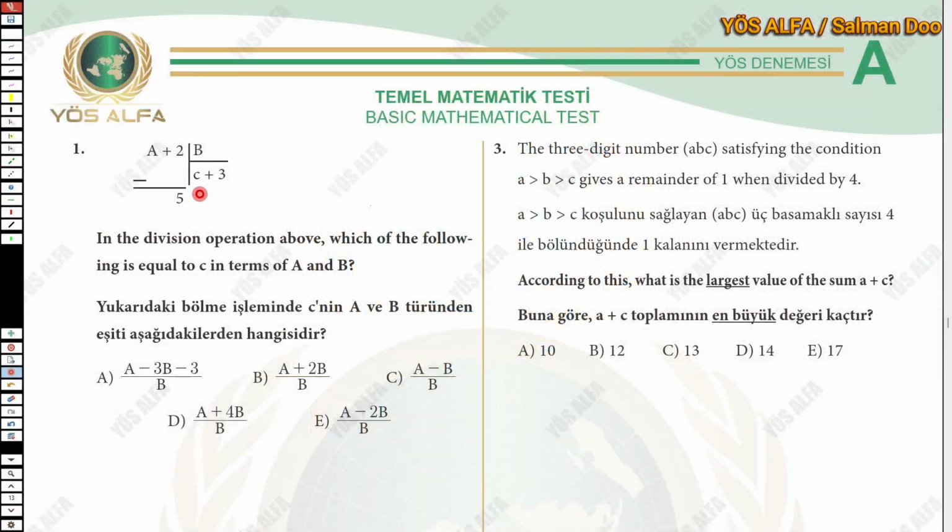The division is given. We're asked to find C in terms of A and B. Let's write down the division in the equation format. So divisor times quotient plus remainder is equal to the dividend. From here we can solve for C in terms of A and B. BC plus 3B plus 5 is equal to A plus 2. From here we can find C as A minus 3B minus 3 divided by B. So the answer is A.